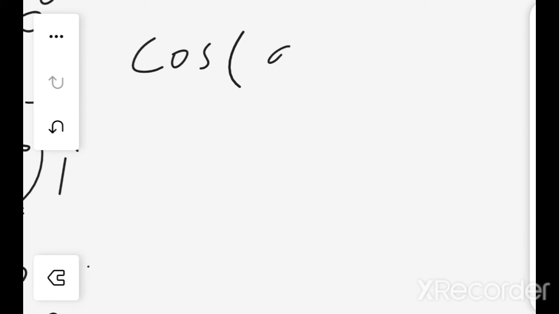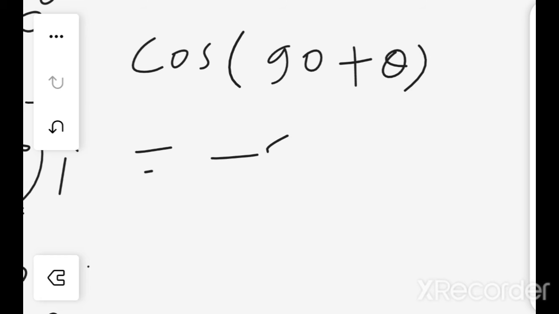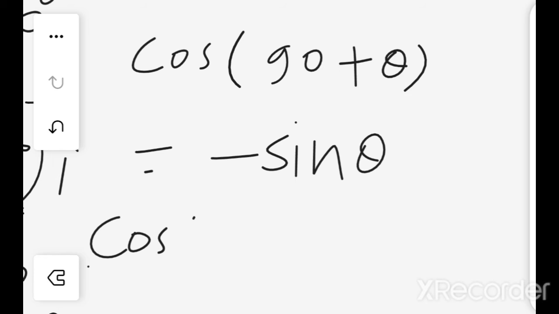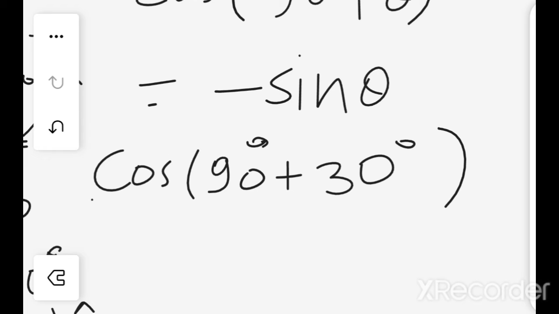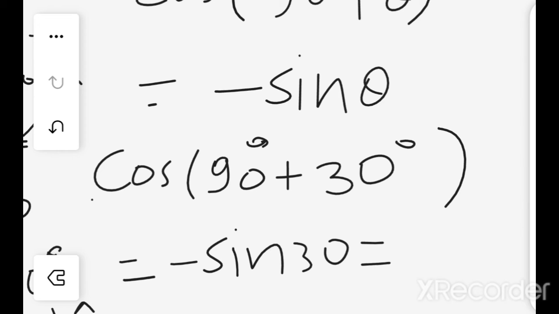Cos of 90 plus theta is equal to minus sin theta. So cos 120, as 90 plus 30, we can write it like this, cos 120. So how much will it become? It will become minus sin 30, and we know that sin 30 is 1 upon 2, so it would be minus 1 upon 2. So cos of 120 would be minus 1 by 2.